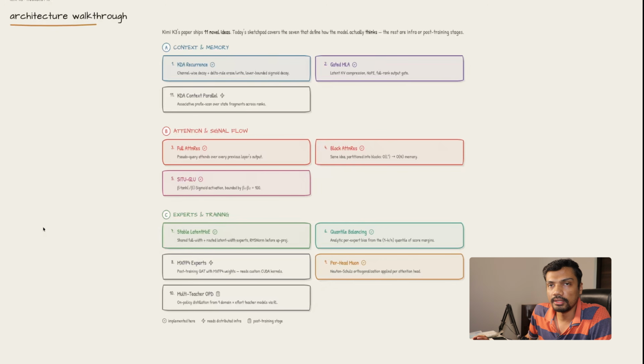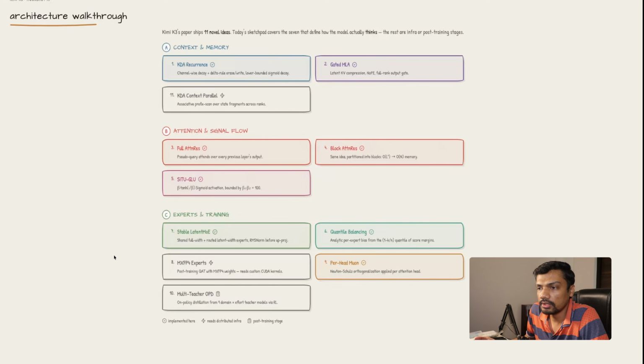Today we are implementing the core architectural ones, the ones marked with a check mark here, the ones that define how Kimi K3 processes information. The lightning bolt items need distributed infrastructure beyond a single GPU, and the clipboard item you can see here is a post-training stage that needs a fully trained model first.